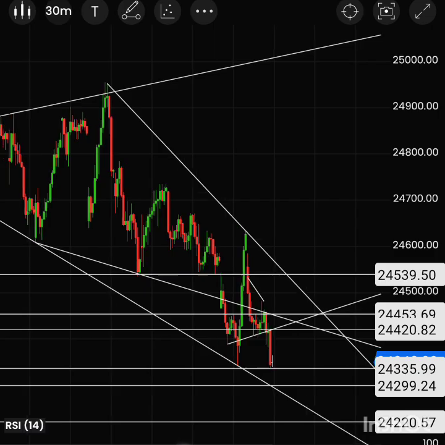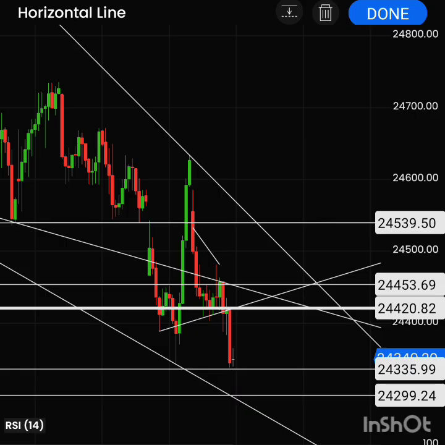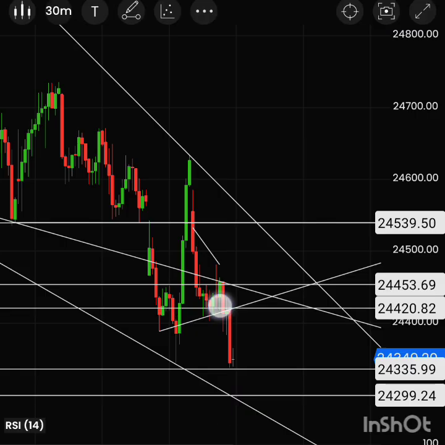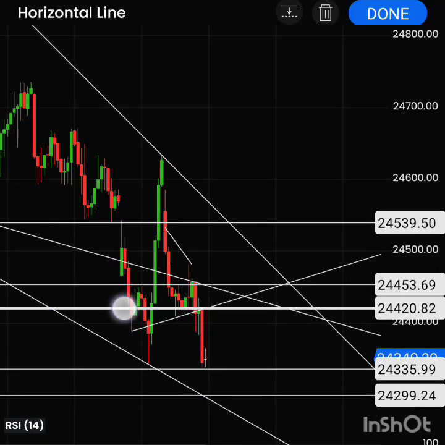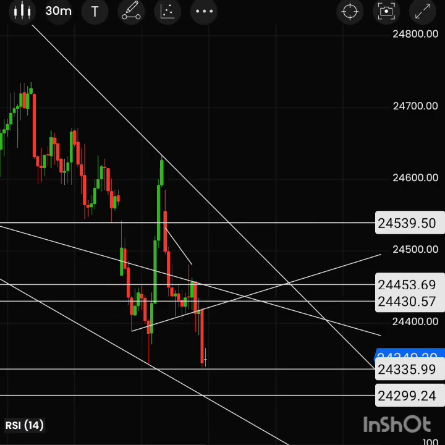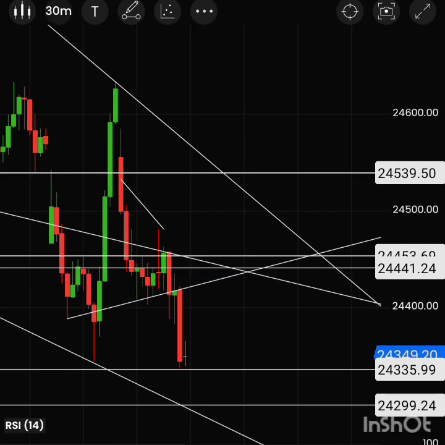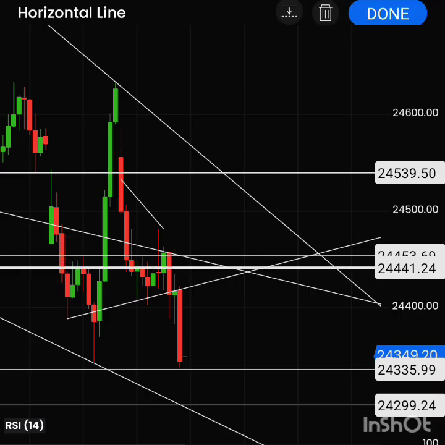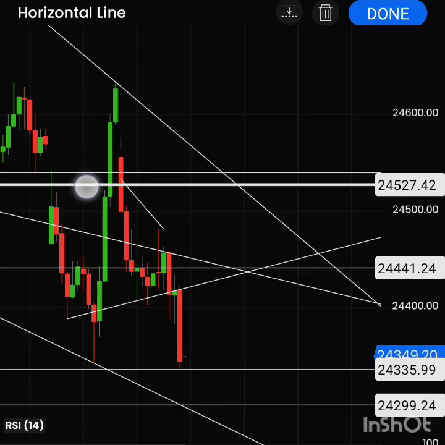Now we have to check the upside. That means if any bounce back from here, we have a strong resistance here, that means around the 24,420 range. So if we fall here and then bounce back, then this resistance will change towards this range, that means around 24,430 to 440 range. You can see this range, around the 440 range, will be the very strong resistance for the current market.